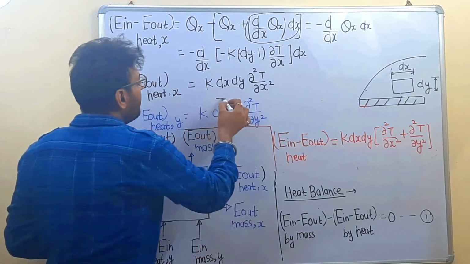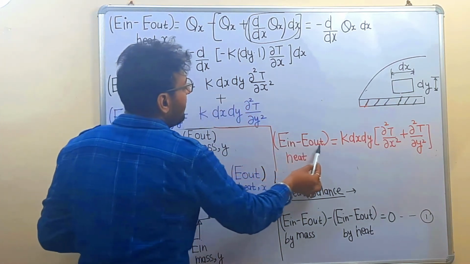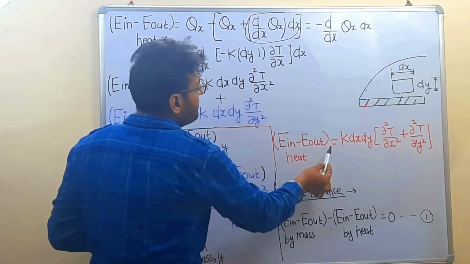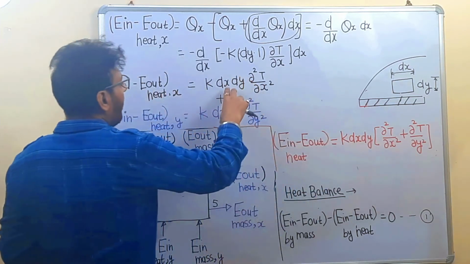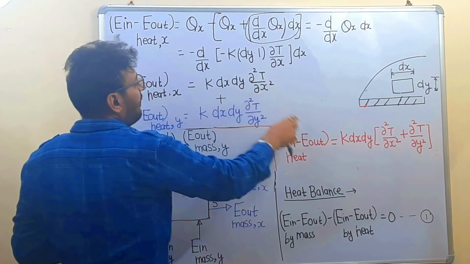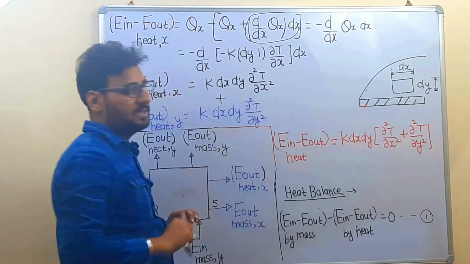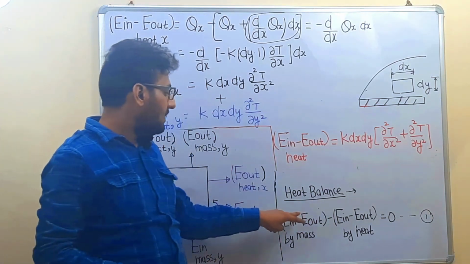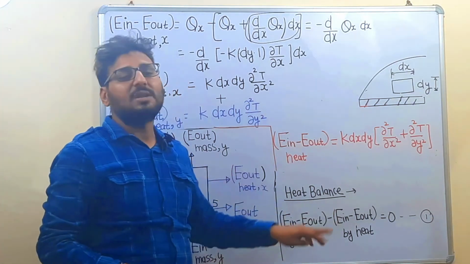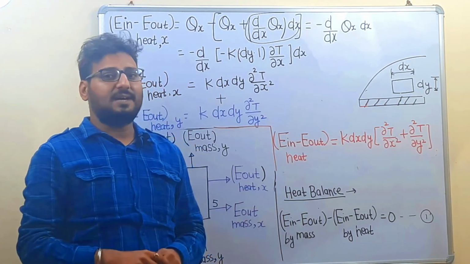When we add these two equations, we will get E in minus E out by heat, which comes out to be K dx dy, which is taken common, del square T upon del x square plus del square T upon del y square. Now we will substitute the value of these two terms in equation number 1, and finally we will get the energy equation in x direction.